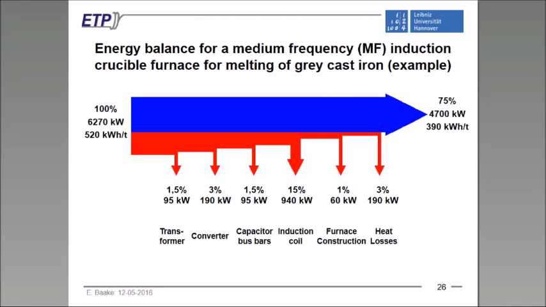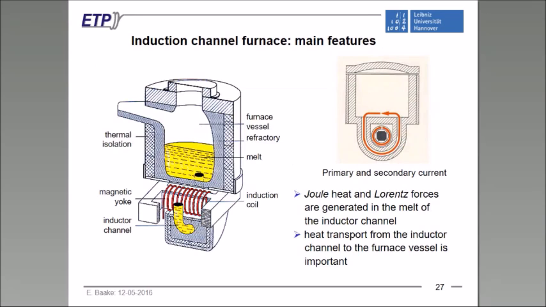Here is an example for the power balance and the energy balance of the induction crucible furnace for melting of gray cast iron. As you can see here on the right hand side, we need at least around 390 kilowatt hours per ton. This is the enthalpy, and along this diagram you see we have different losses, heat losses for example, furnace construction losses, but by far the main losses are in the induction coil itself. These are electrical losses due to the high current, and some losses in the capacitor bars and the converter, so that in this example we get an overall efficiency of 75%, so an overall specific energy demand of around 520 kilowatt hours per ton.